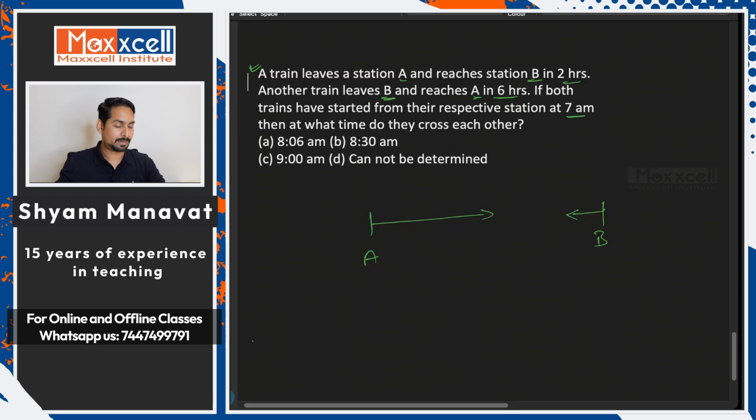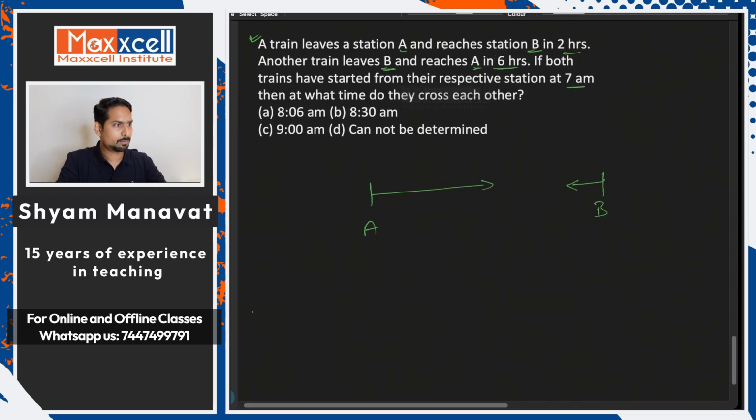Yes? Okay. So we will solve normally, without making a lot of changes or fuss here. The only concept which we are going to apply here is relative speed. When two objects are moving in the opposite direction, the relative speed will be x plus y, right?